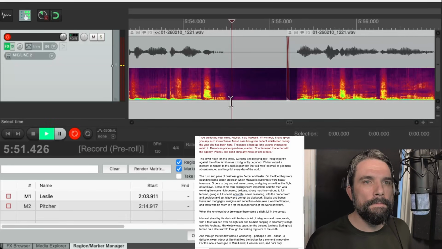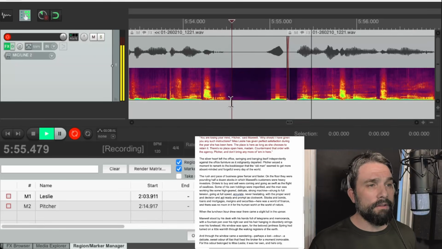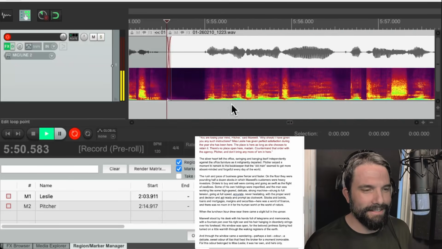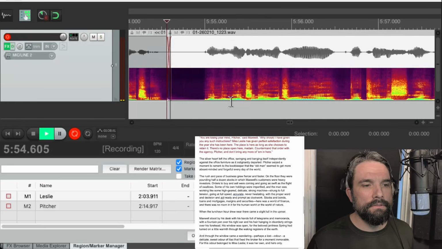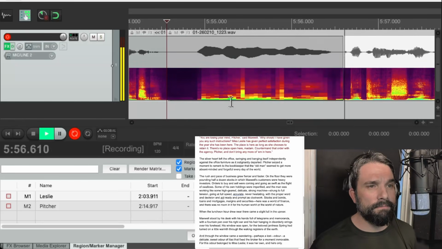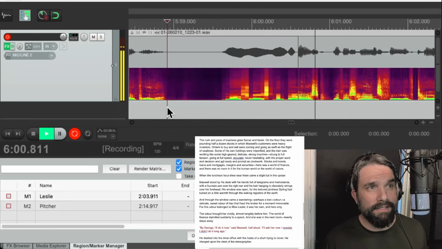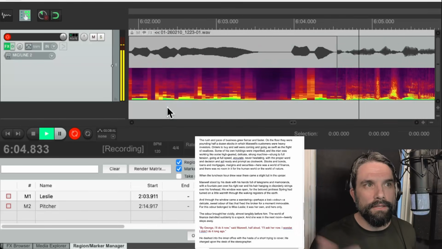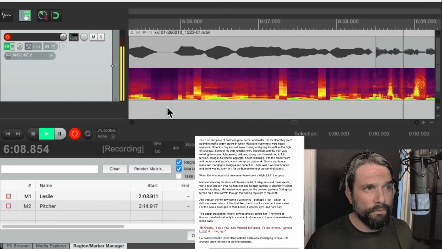There was no room in it for the human world or the world of nature. When the luncheon hour drew near, there came a slight lull in the uproar. Maxwell stood by his desk with his hands full of telegrams and memoranda, with a fountain pen over his right ear and his hair hanging in disorderly strings over his forehead.